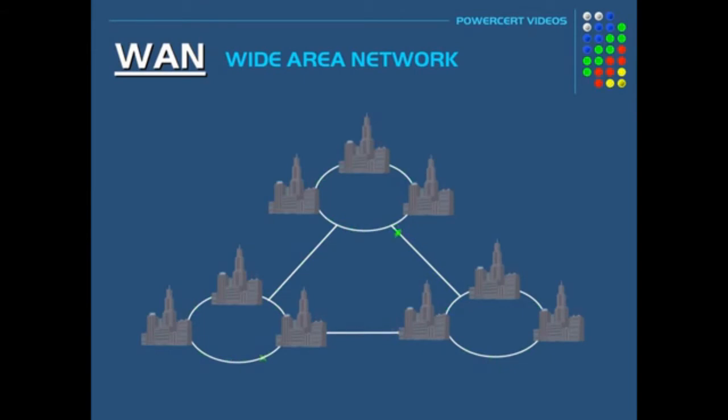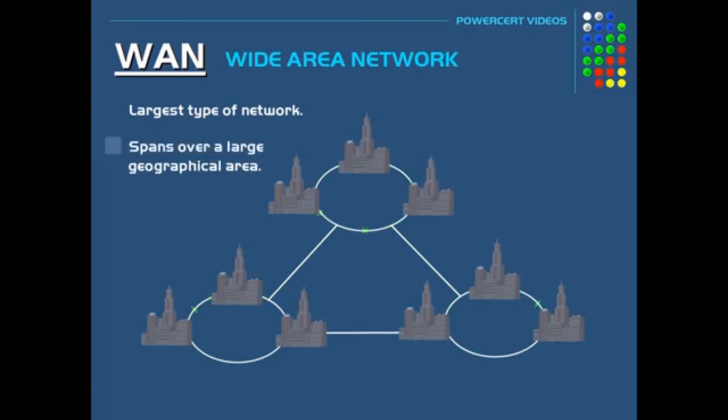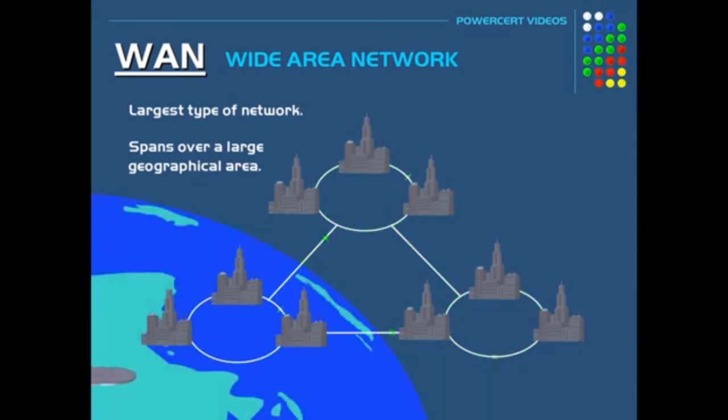And finally, there's the Wide Area Network, or WAN. A WAN is the largest type of network. A WAN includes multiple LANs, CANs, and MANs. It's a network that spans over a large geographical area, such as a country, continent, or even the entire globe. A good example of a wide area network is the Internet.